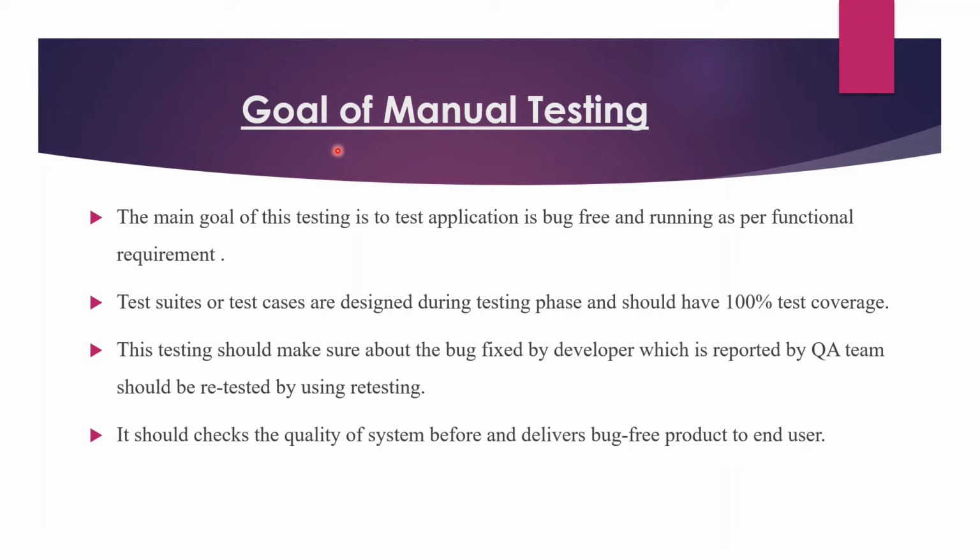Goal of manual testing. The main goal of this testing is to make sure the application is bug free and running as per functional requirements. The functional requirements presented by the end user or the client are what the application should perform as per, so the tester is responsible for finding the bugs. If any bug is found in the application, the tester should report it to the developer to rectify.